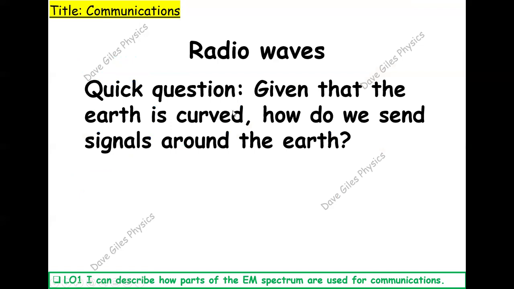Okay, so quick question. Given the Earth is curved, how do you send signals around the Earth? So we can use radio waves to send signal a very long distance, but with the Earth not being straight, with it being curved, it can't just be sent in a straight line.